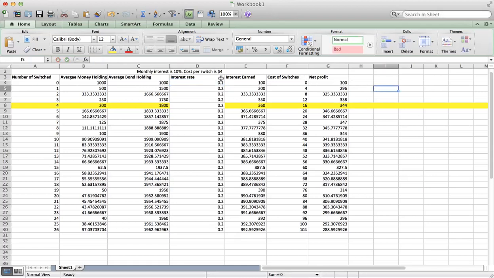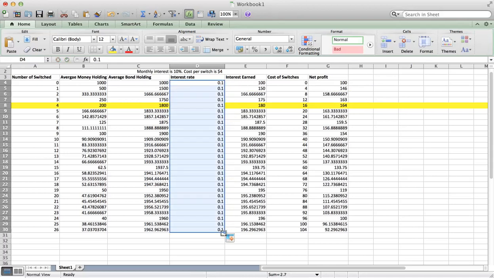Okay, let's go back to our example. So I don't think there's a formula to work it out. I think you need to work it out this way. First, find the average money holding, and then we can find the average bond holding and apply the interest rate to this average bond holding, and then find the net profit and the optimal switching number. Thank you.